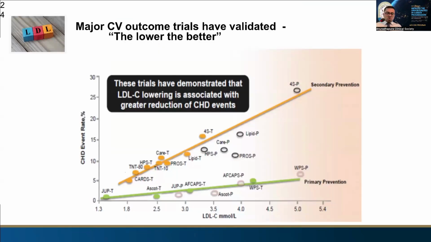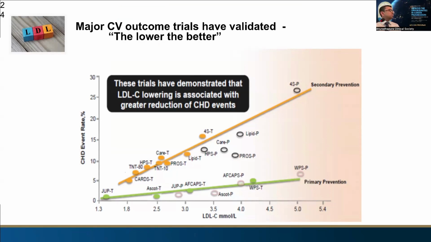Okay, so what is better? Is the lowest cholesterol better? Yes. Again, I showed that relationship of cholesterol lowering with the outcomes, and also all these trials again. If you look at the primary prevention trials, again Jupiter, WOSCOPS trial, and also the secondary prevention trials, the lower the cholesterol, the better the outcome.